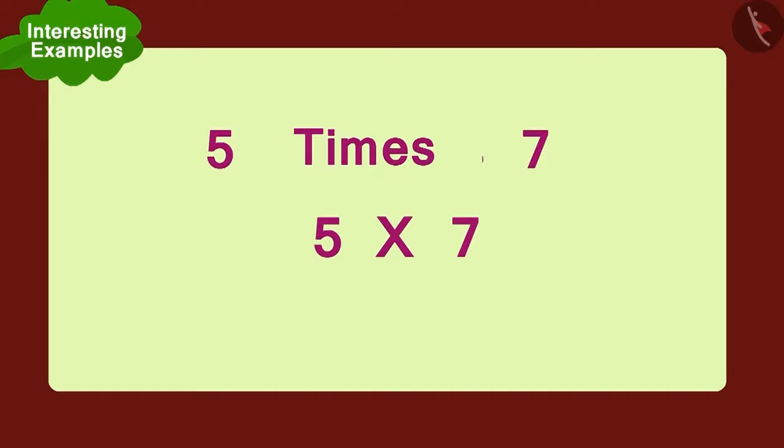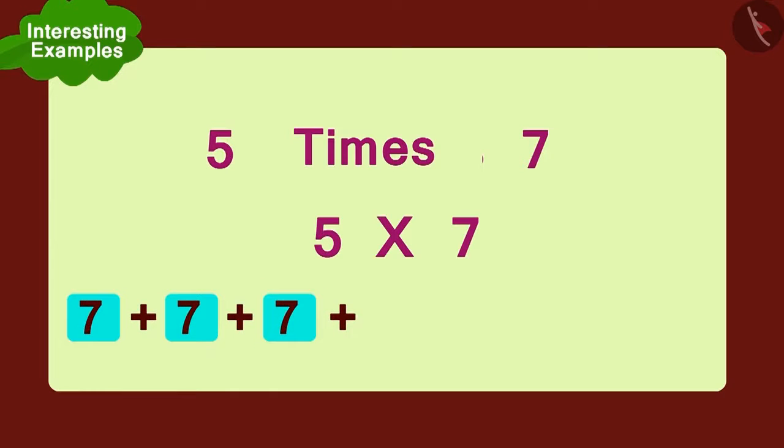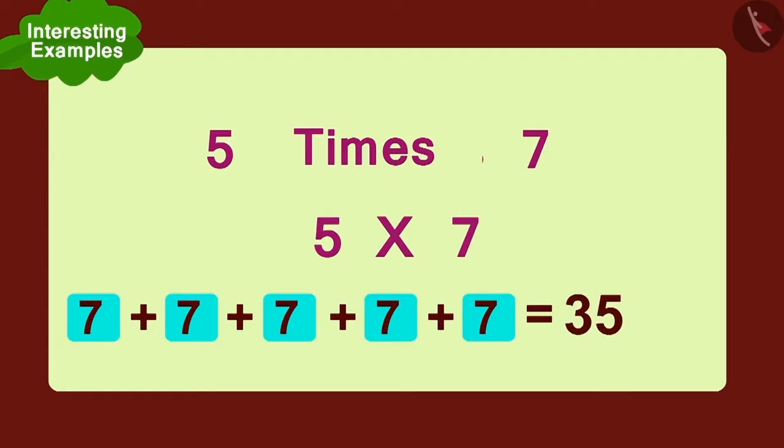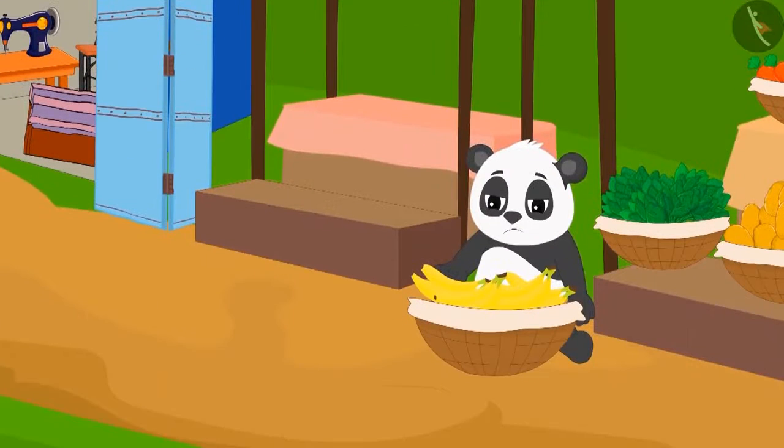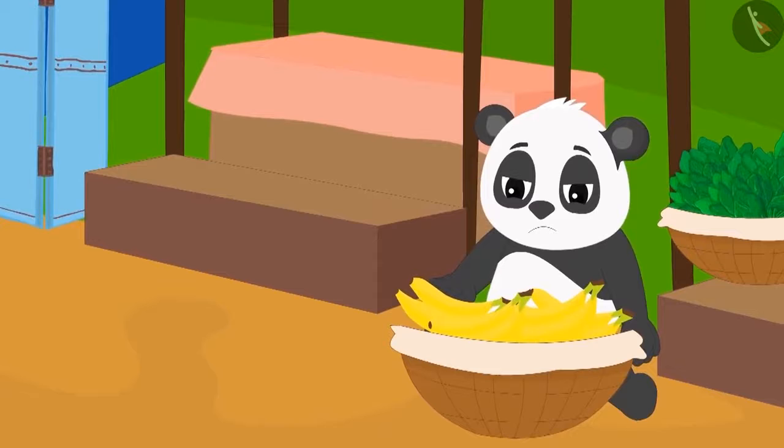Now, how will we do this using the method of addition? 7 added to 7, again add 7, again add 7, and finally add one more 7. So what is the total number of flowers? 35 flowers. The day turned into evening, but Golu couldn't sell a single banana.